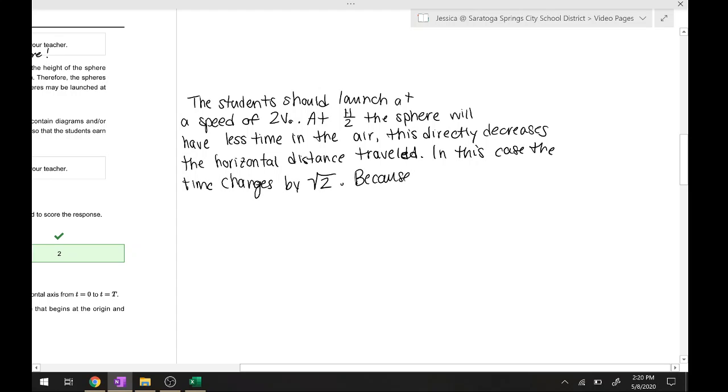Because, or actually, no, that's not where I want to go next. Where do I want to go next? Okay, so I talked about how the time changes. I need to write 1 over the square root of 2.